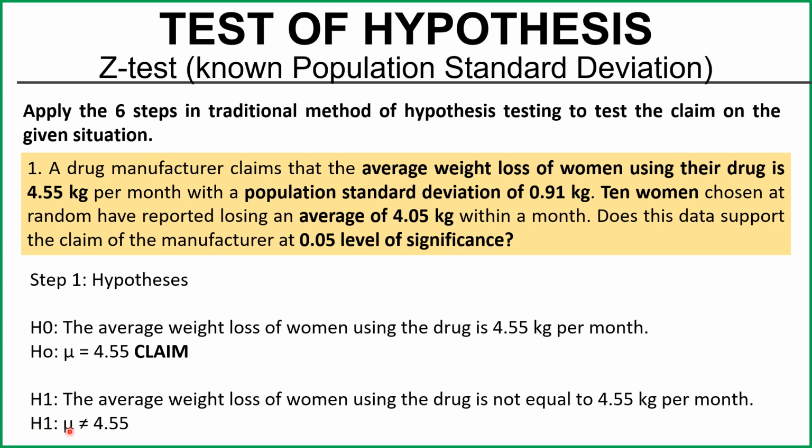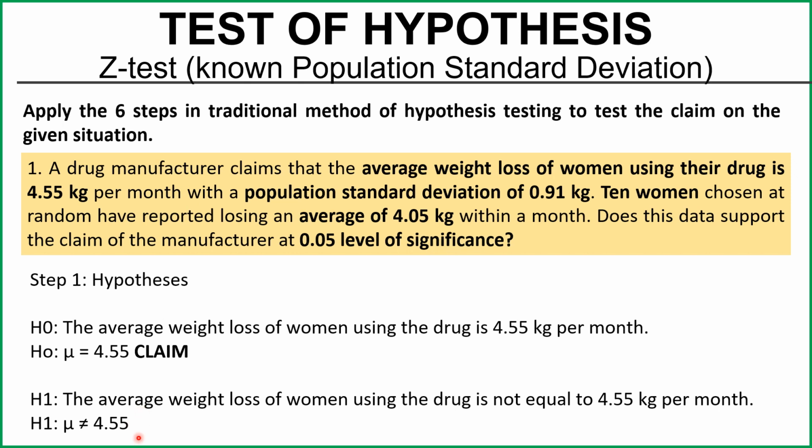And for our alternative hypothesis, of course, we will only be writing the opposite of the null. So instead of "is 4.55," we make it: the average weight loss of women using their drug is not equal to 4.55 kilograms per month. Then in symbols, that is mu is not equal to 4.55 kilograms.